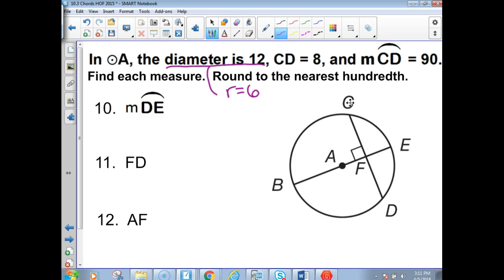It says CD is 8. That's its whole length. Okay, CD is 8. So we know that right here bisects CD. So each of these would be 4.